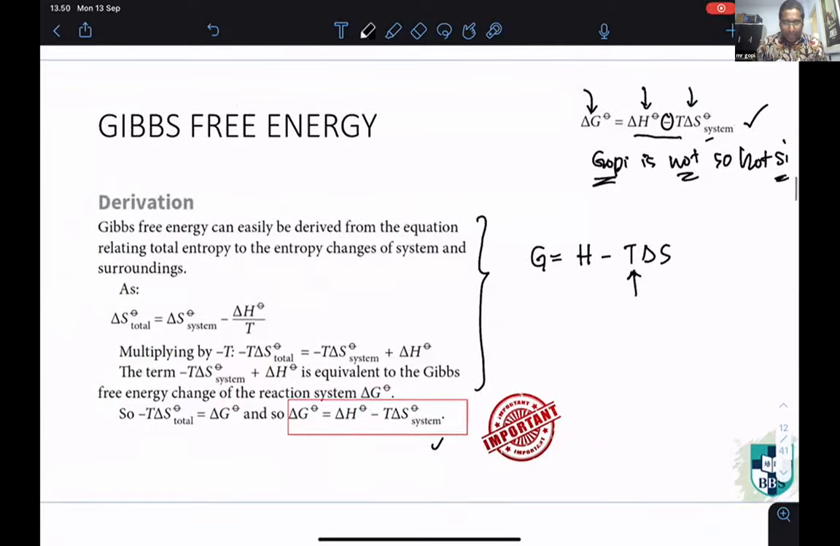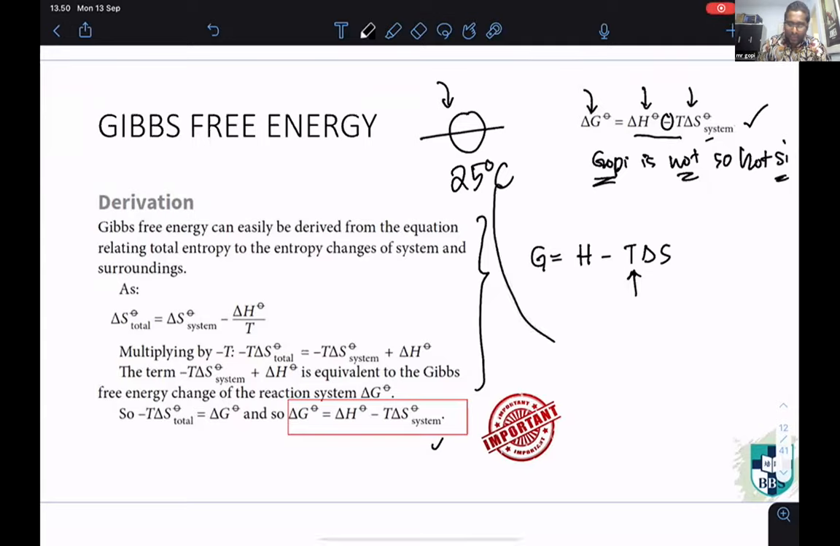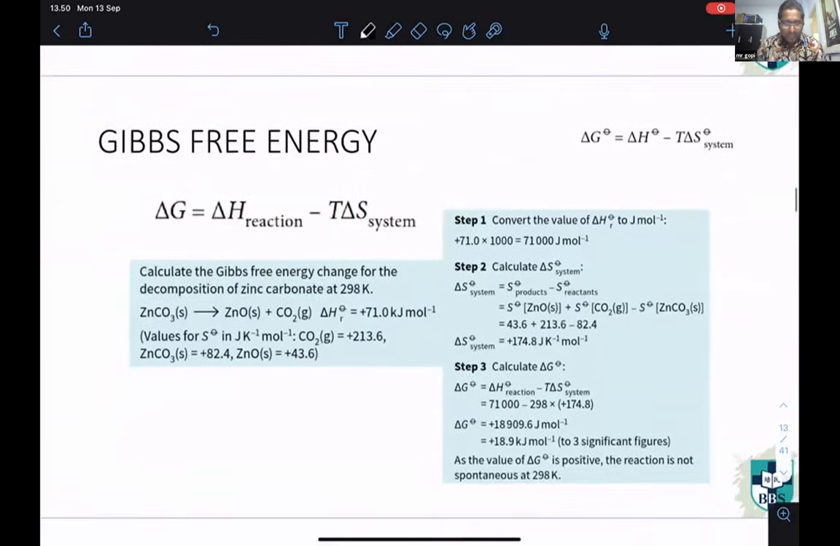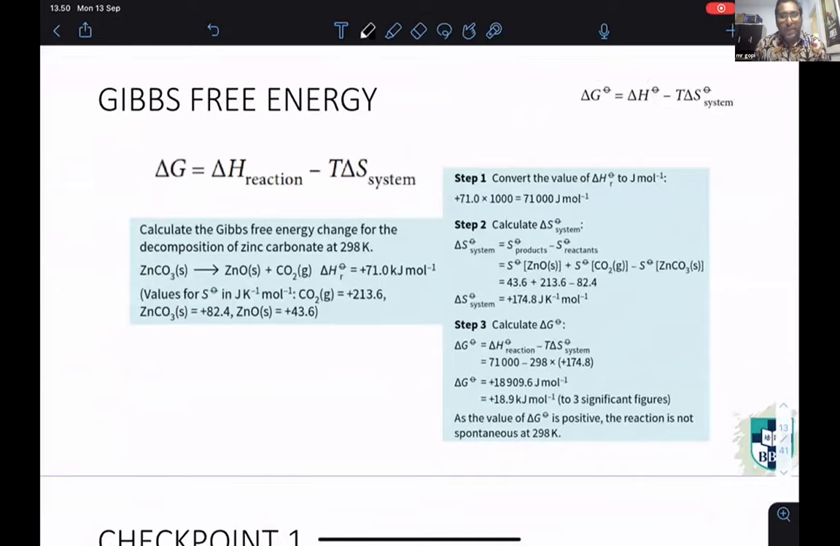And do remember, the moment you see this symbol, even if you don't see any temperature in the question, this is under standard condition. Standard condition is 25 degrees Celsius, which in Kelvin is 298, that is 25 plus 273. This is very important. So we look at these examples, where I want to calculate Gibbs free energy.